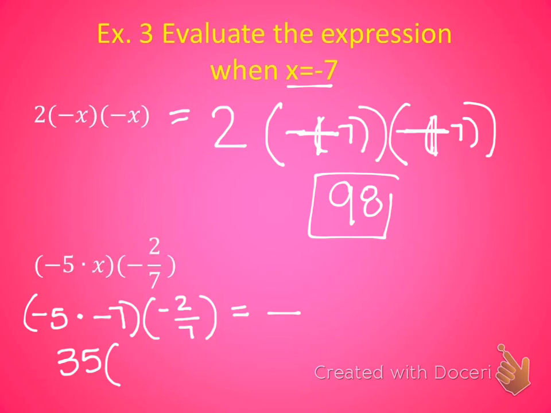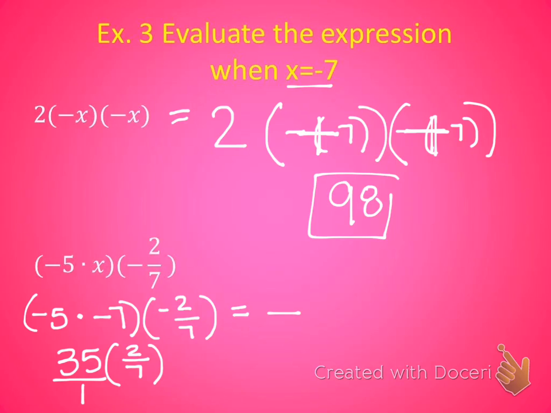35 times 2 over 7. Now, how would I multiply this? Because it's fractions, and I don't have the use of my calculator. So what would I do to multiply these? Josh? Not turn it into a decimal. You can make 35 a fraction, and then you can cancel out.